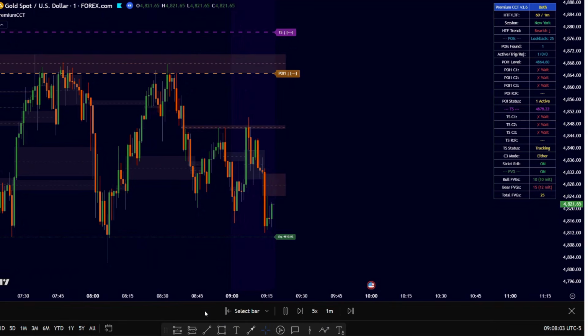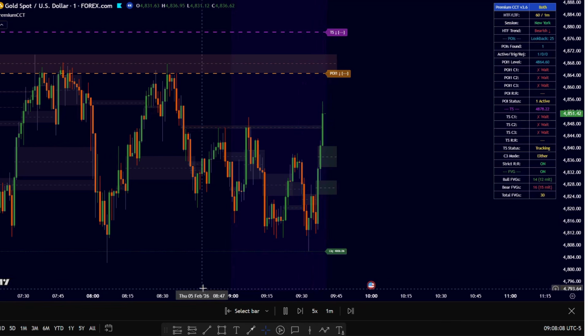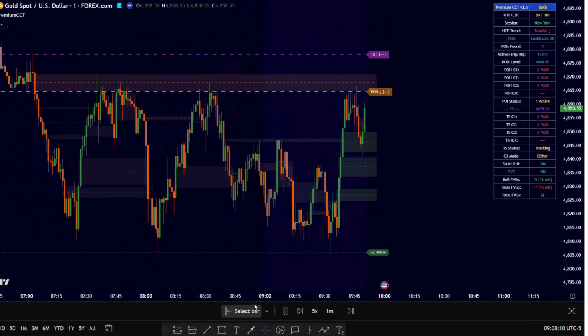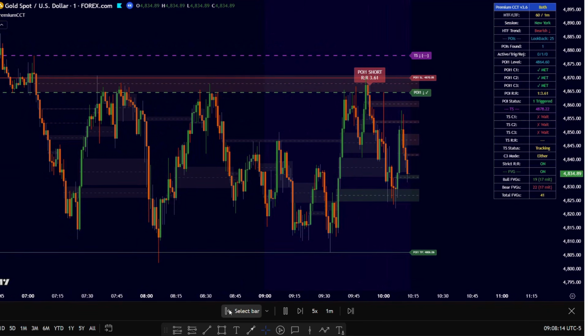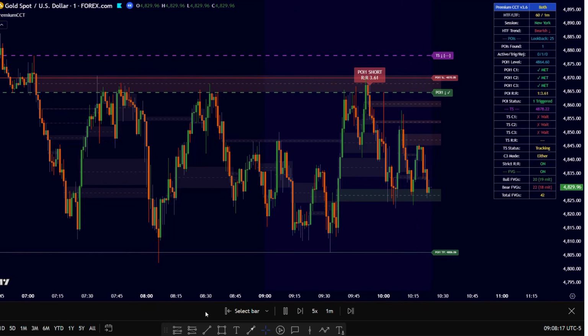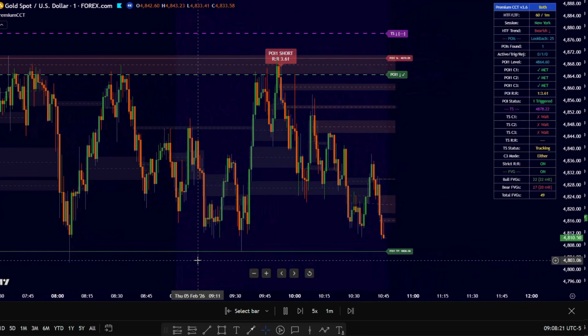The sixth scenario is when lines keep disappearing from your chart. Lines will clear when a new higher time frame setup forms. This is by design because the old setup is being replaced. Lines also clear when the setup is invalidated, when you change the chart time frame, or when you remove and re-add the indicator. This is intentional cleanup behavior to keep your chart organized.